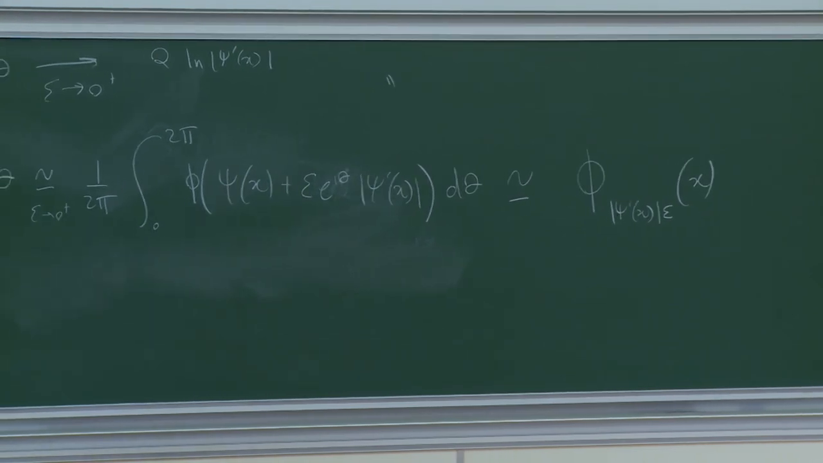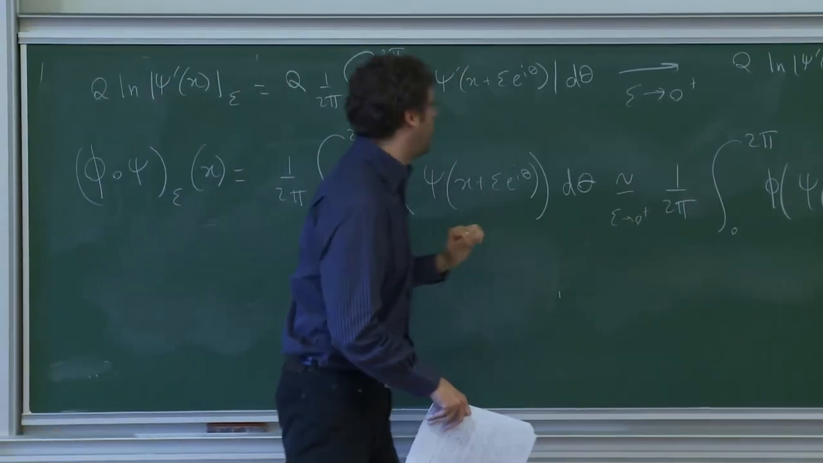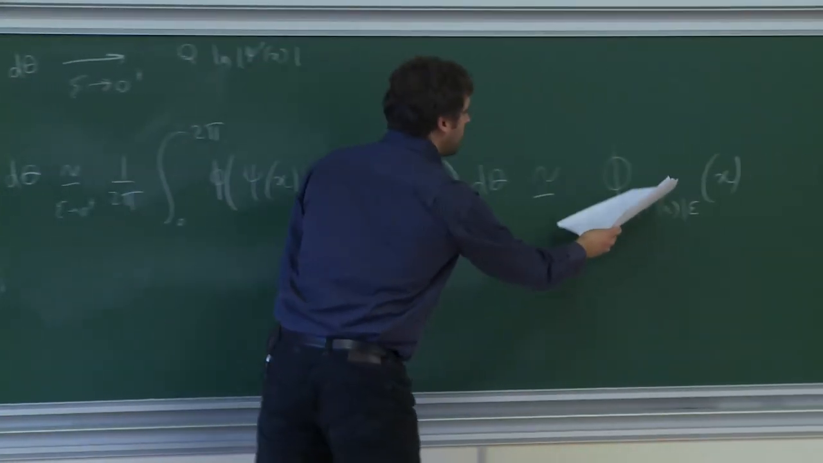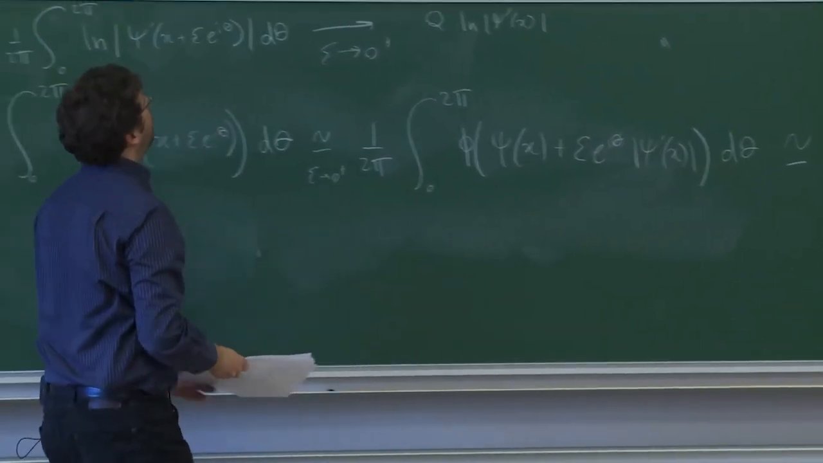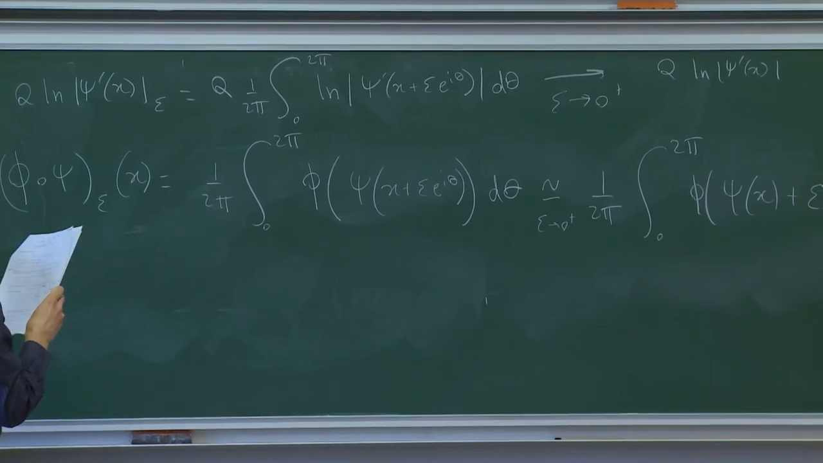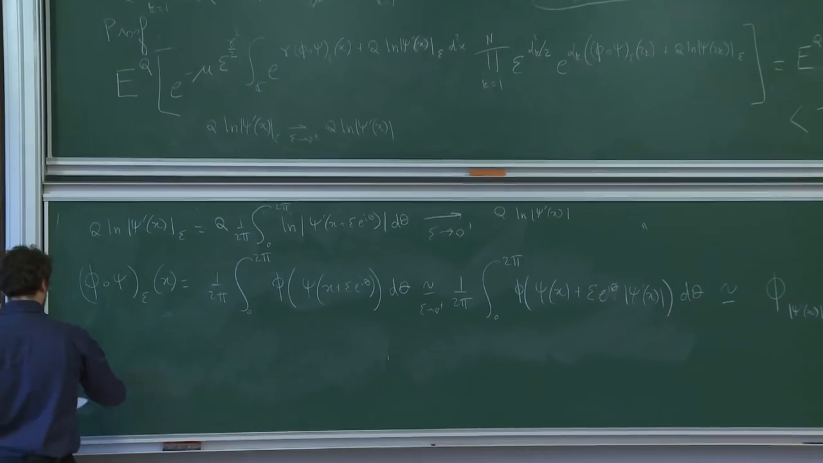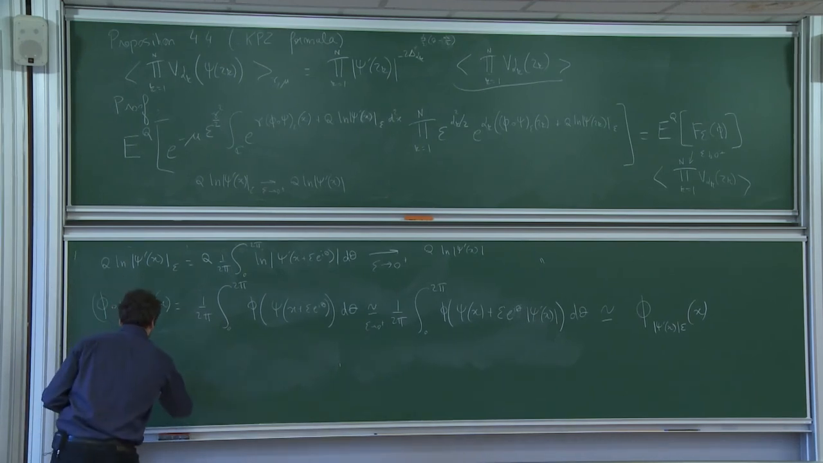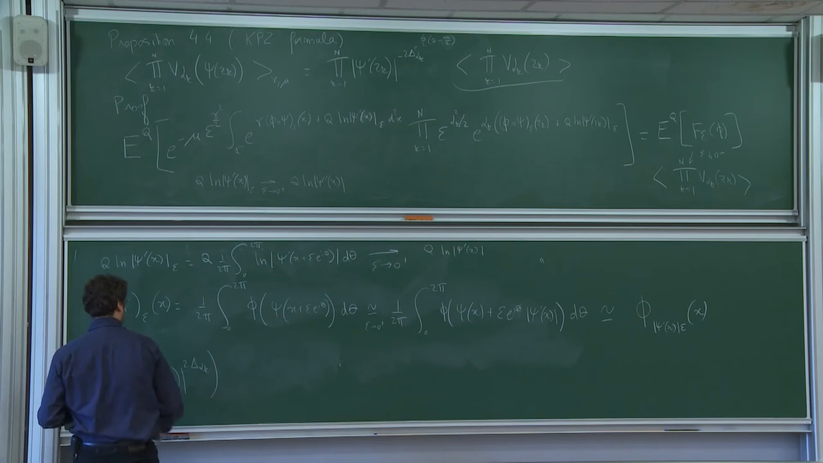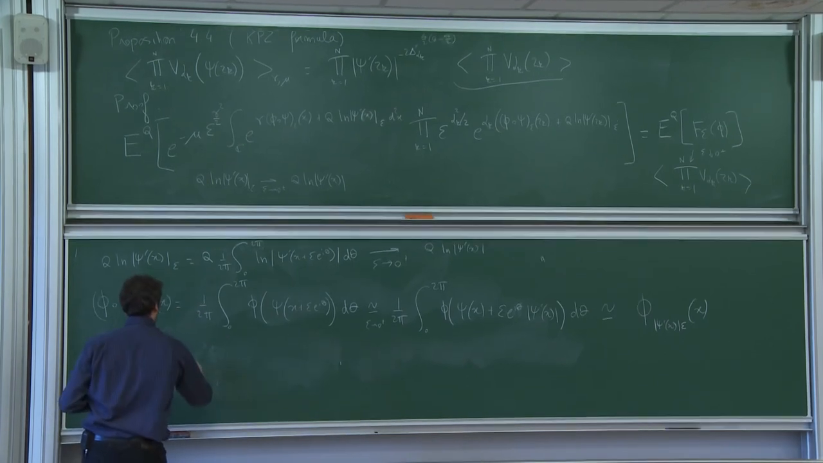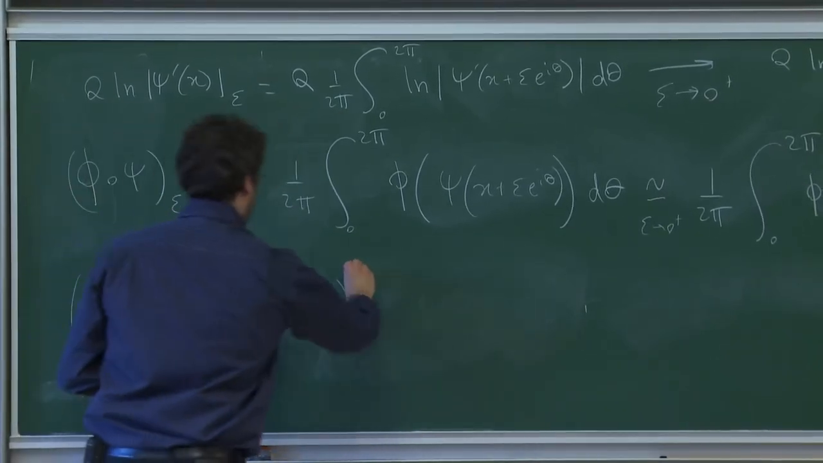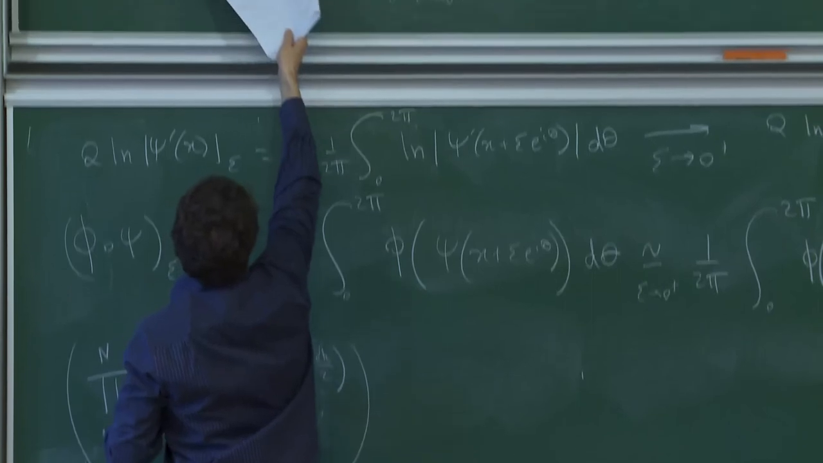Okay, so if I replace this by q log psi prime, and I say that regularizing at scale epsilon phi composed with psi is nothing but taking phi regularized at another scale, I can rewrite the above equality. And I'm going to get the following: psi prime of zk to the power 2 delta alpha k. I'm going to write the conformal weight explicitly. I'm just rewriting the left-hand side, this term up here.